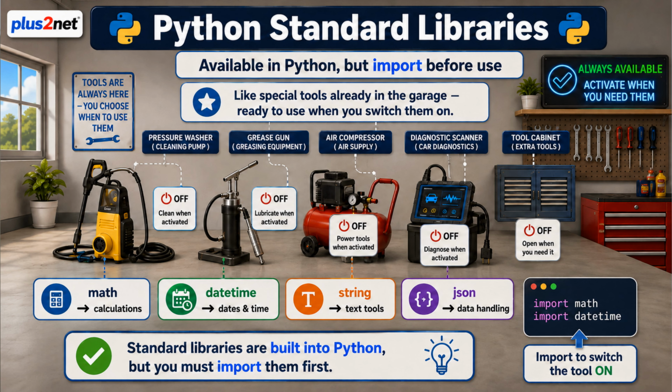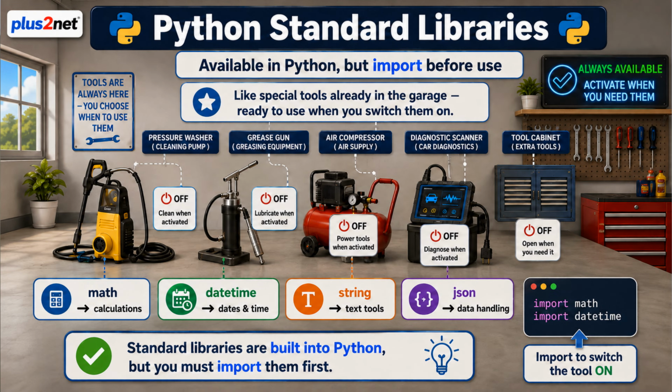In addition to these basic tools, we have the Python standard libraries. These are always available, but we have to import them before use. Like a specialized tool, we need to switch it on, power it up, check its status, then use it. These specialized tools are available, but we need to activate them to use them. Say the math, datetime, string and JSON libraries are all standard libraries built into our Python system, but we must import them first to use them.